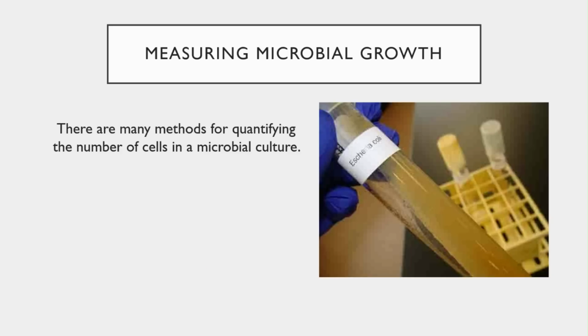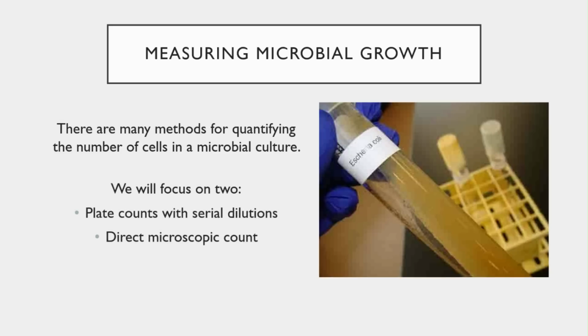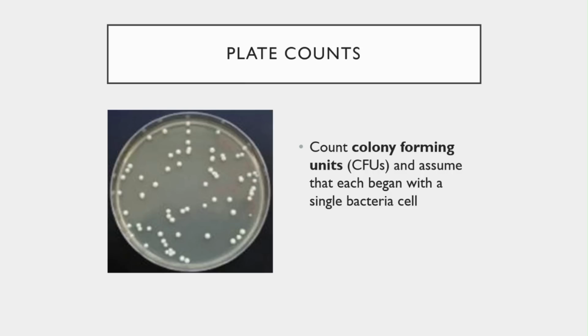There are many methods for quantifying or measuring microbial growth, and we are going to focus on two main ways, which are plate counts that are used for serial dilutions, and then the direct microscopic count. The most common method for directly quantifying microbial growth is actually referred to as plate counts, where you count the number of what are called colony forming units on a plate.